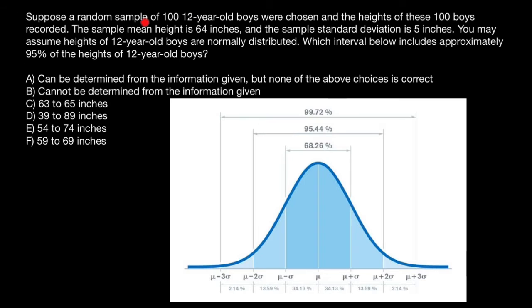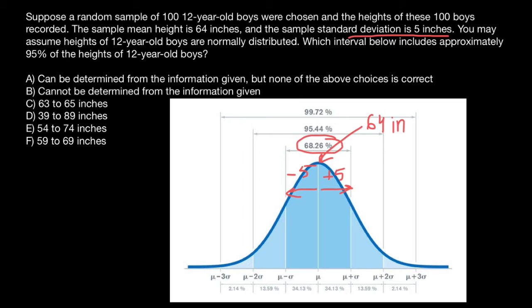We are told that our sample is 100 12-year-old boys and the mean height of these boys is 64 inches. So let's put 64 inches. This line would stand for the mean, 64 inches. And one standard deviation is 5 inches. That means one standard deviation, this is going to be plus 5 inches here, and this is going to be minus 5 inches. And we can find 68.26% of all our data within this one standard deviation.